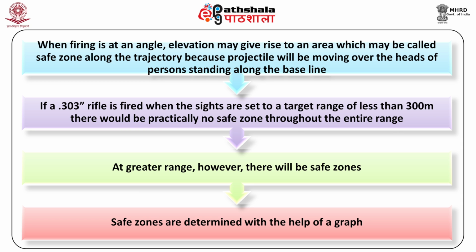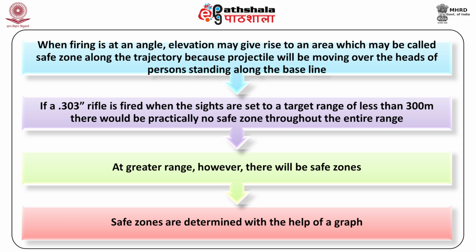When the firing is at an angle, the elevation may give rise to an area which may be called a safe zone along the trajectory, because the projectile will be moving over the heads of the person standing along the baseline. If a .303 rifle is fired when the sights are set to a target range of less than 300 meters, there would be practically no safe zone throughout the entire range. At greater ranges, however, there will be a safe zone.